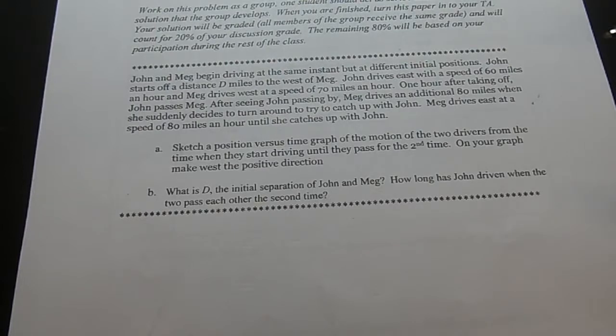So part A tells us to sketch a position versus time graph for the motion of the two drivers from the time when the driving starts until they pass for the second time. On your graph, make the west direction positive.